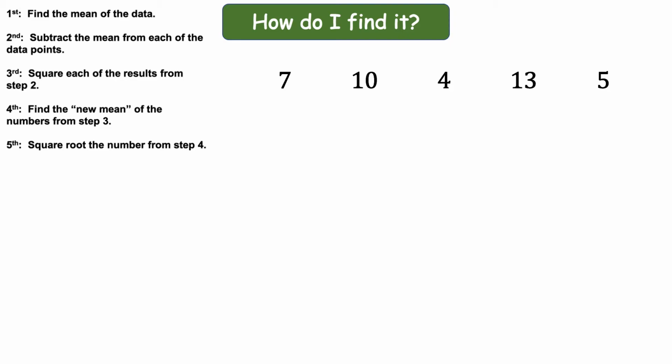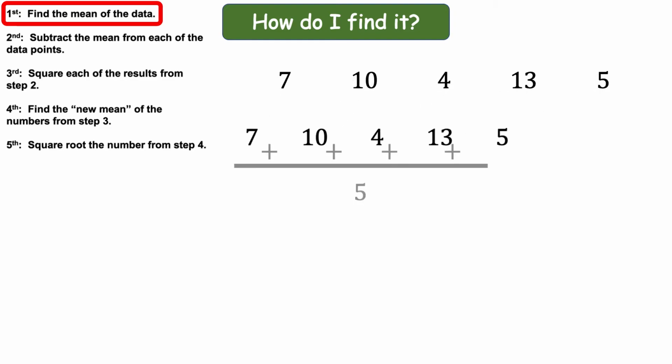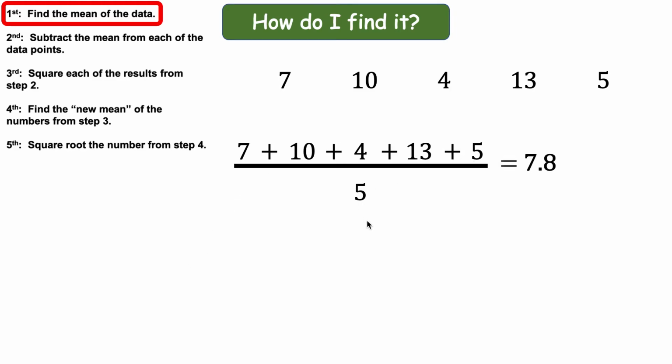All right, so first off, you're going to find the mean of the data. So to find the mean, you just take all the numbers, add them up, and divide by how many there are. There are 5 pieces of data, so I'm dividing by 5. Okay, this gives us 7.8. So 7.8 is our mean. So that's the first step.